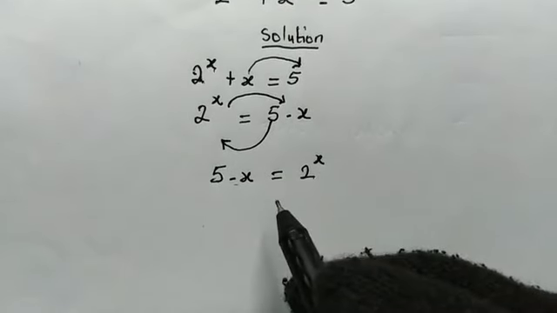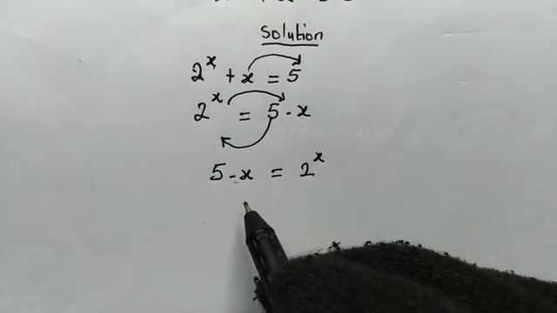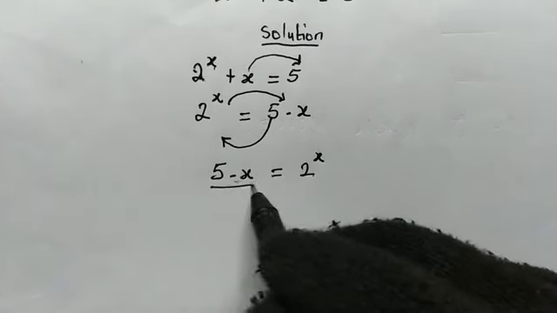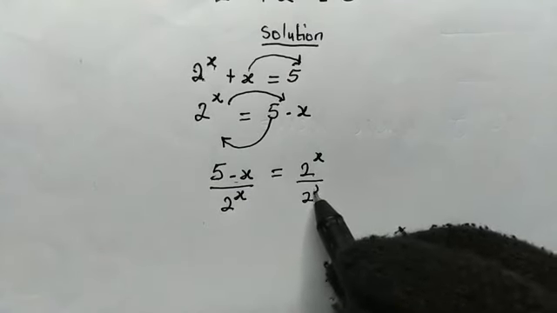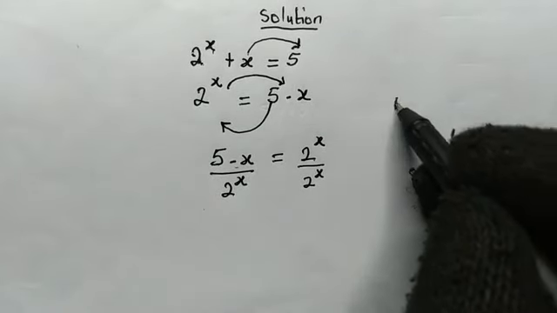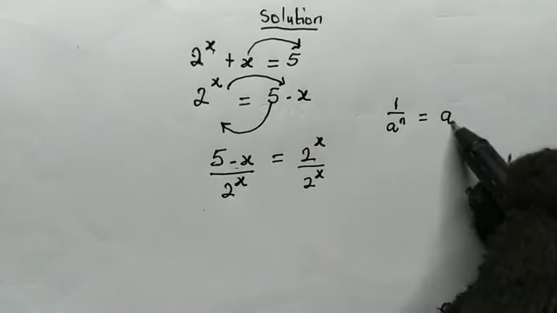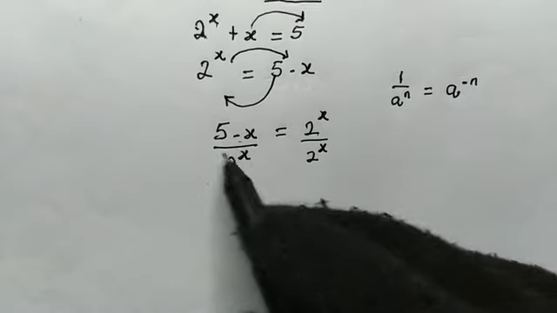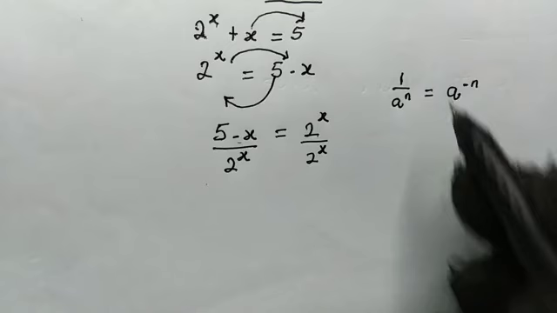In our next step, let us divide both sides by 2 to the power of x. So here, divide here by 2 to the power of x. Divide here by 2 to the power of x. Let us take note of this: 1 over a to the power of n is the same as a to the power of negative n. This will be applicable at the left hand side, but we need to write this left hand side so that we know where to apply this rule.